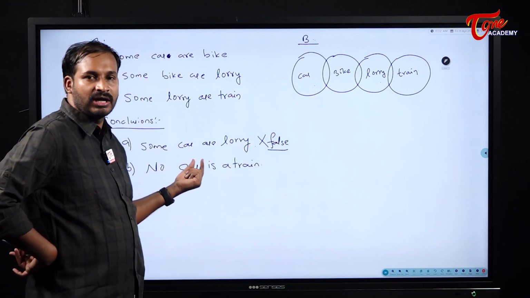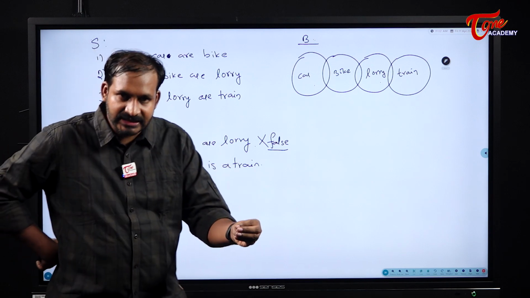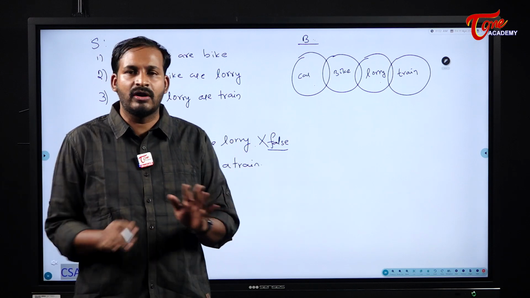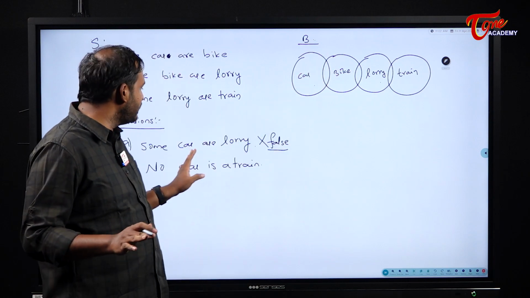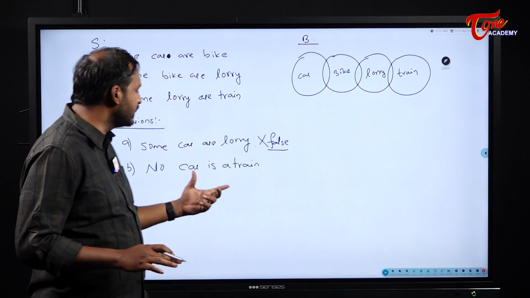This is a positive conclusion. So, we will check in the basic diagram. If it is true, we will mark it as true. If it is false, we will mark it as false. That's it. We will not do anything more than that. We will simply check it in the basic diagram when it comes to a positive conclusion.